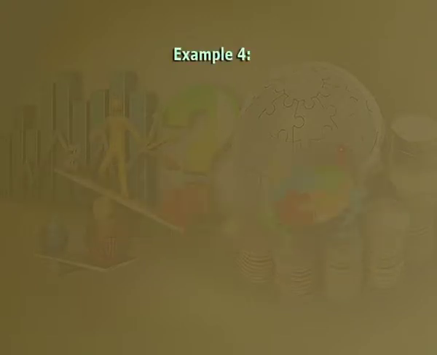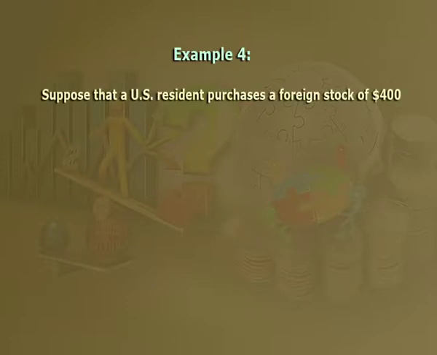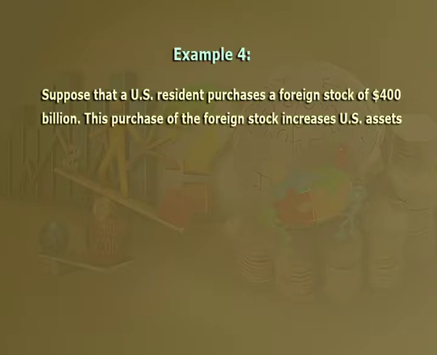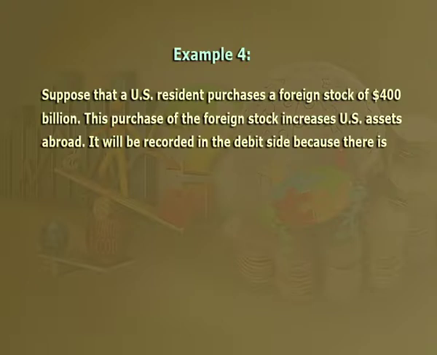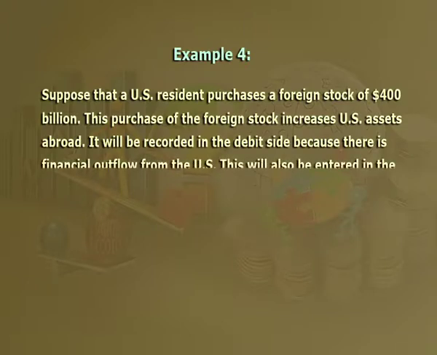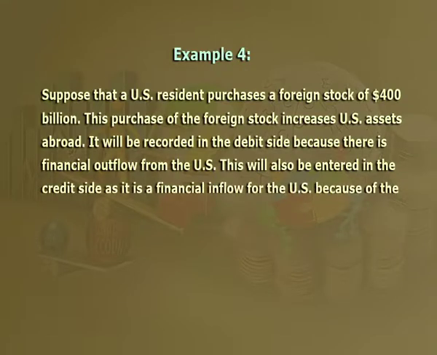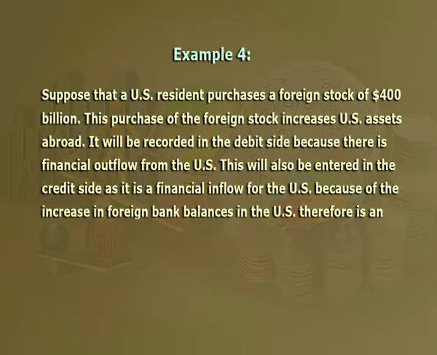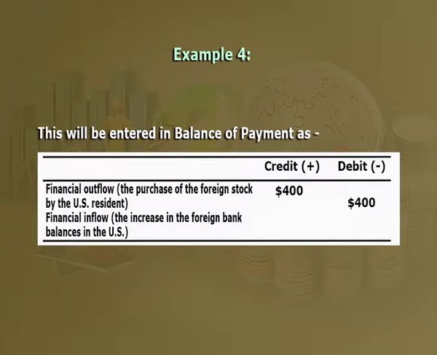Now, let us look at another example. Suppose that a US resident purchases a foreign stock of $400 billion. This purchase of the foreign stock increases US assets abroad. It will be recorded on the debit side because there is a financial outflow from the US. This will also be entered on the credit side as it is a financial inflow for the US because of the increase in foreign bank balances in the US. Therefore, there is an increase in foreign assets in the US. This will be entered in balance of payment.